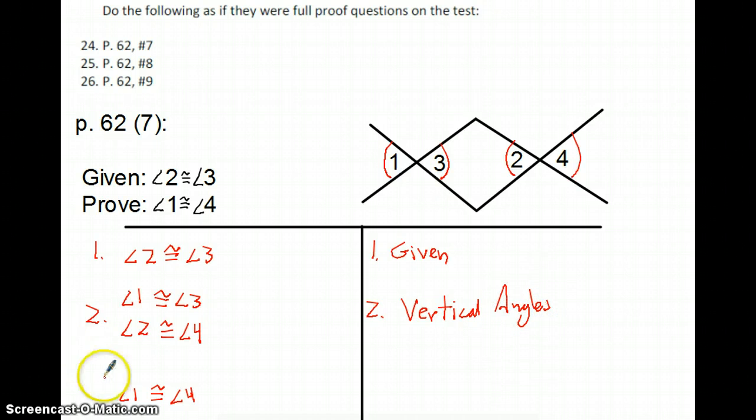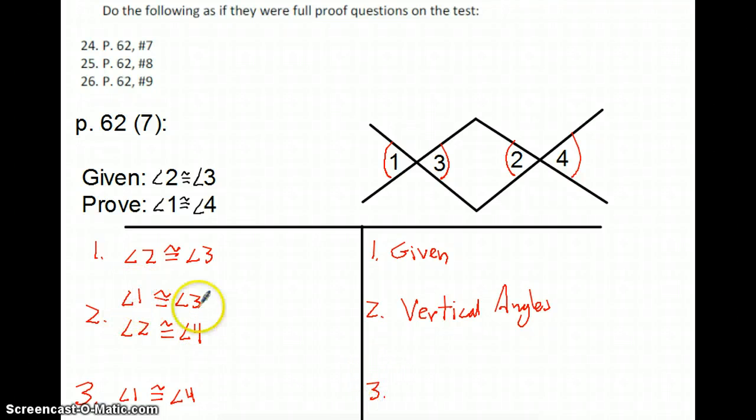Now, is that helpful? Well, 2 is congruent to 3, 1 is congruent to 3, 2 is congruent to 4. A lot of stuff is congruent. And if I look at the way I've marked stuff in the picture, I'm headed for this: 1 is congruent to 4. I've already marked it. I just have to name the reason here. And really, this is all 1 is congruent to 3, 3 is congruent to 2, 2 is congruent to 4. Therefore, 1 must be congruent to 4.